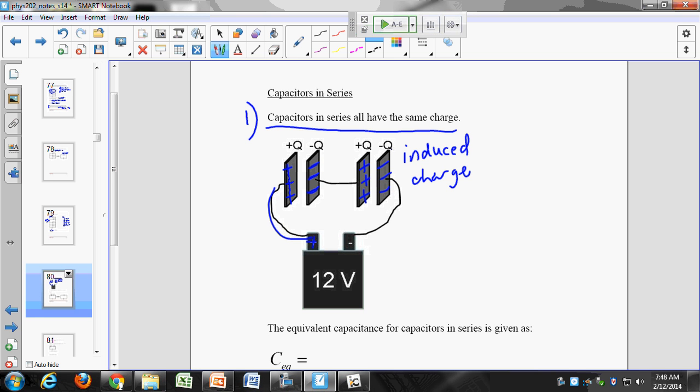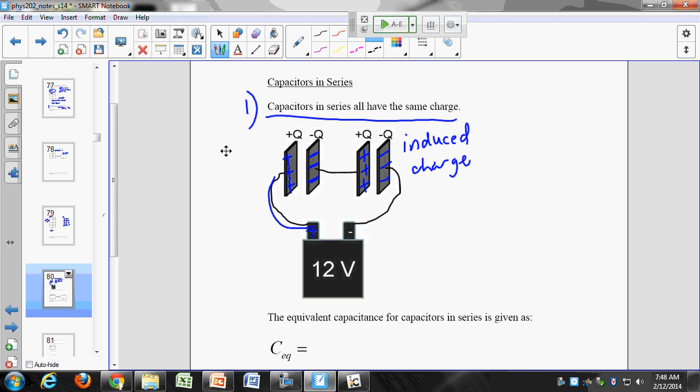You with me on this? Like on an induced charge, remember we had the metal rod, if you had a certain positive charge on one end, then you had the same negative charge on the other end, because I'm taking away from one end to make the other end induced. All right, so they have the same charge.